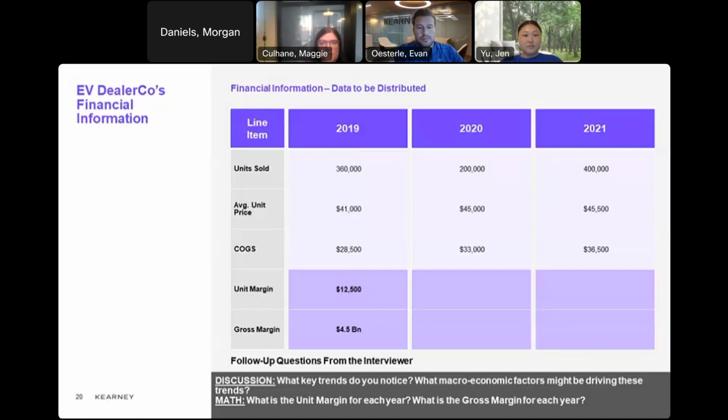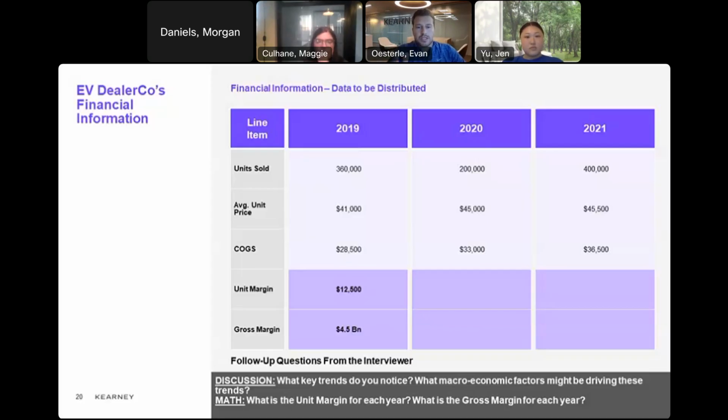Awesome. We have 2019 here. We don't have 2020 and 2021. So that means we need to calculate the unit margin and gross margin for 2020 and 2021. And so we can talk quant tricks, but I'm just going to breeze through the quant now, and we can come back to it after.